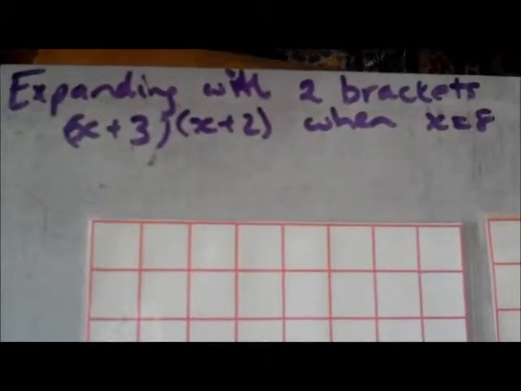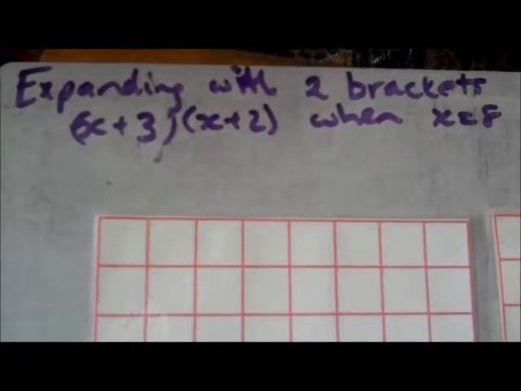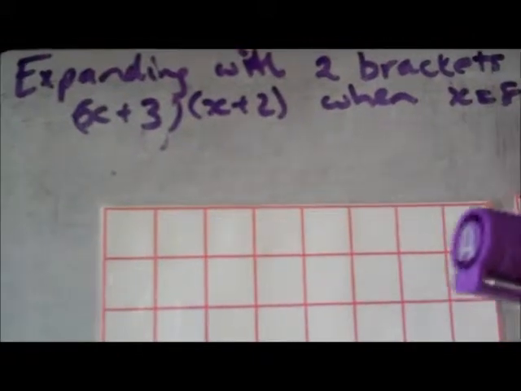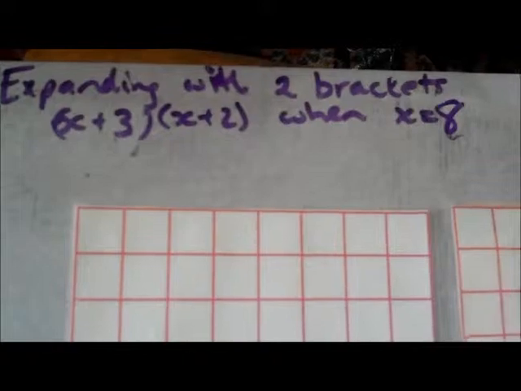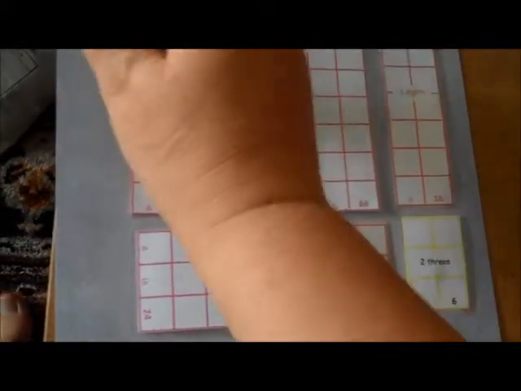So the last example I'm going to do this week is expanding with two brackets. So (x + 3)(x + 2). And I'm actually going to use a value of x equals 8. Okay? That looks like this.